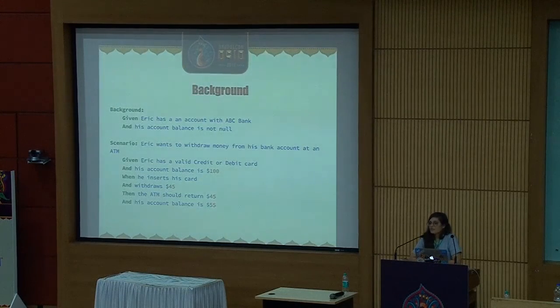So your background is like an untitled scenario. It contains a number of steps. The difference is that the background is always run before your scenario, but after one hook, which is your before scenario. For example, I have used: given that Eric, who wants to withdraw money from his ATM machine, should have an account with the bank, and his balance should not be null for him to have a successful withdrawal. So this was the background. This will ensure that it runs first, then the scenarios run.